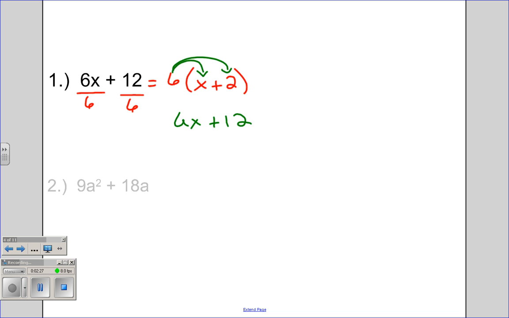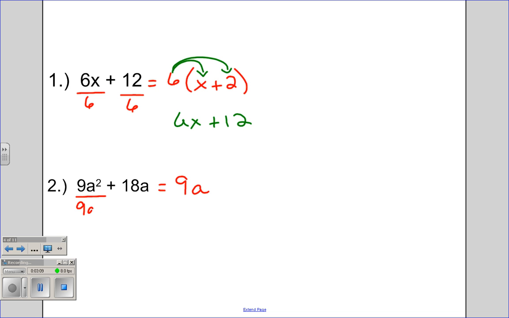Example 2. 9a squared plus 18a. Now you're going to look for the greatest common factor. What is the greatest common factor of 9 and 18? It's the largest number that goes into 9 and 18, which is 9. Now you're going to look, do they both have the same variable? They do. One has an a squared, one has an a. But we can only take out the smallest exponent.